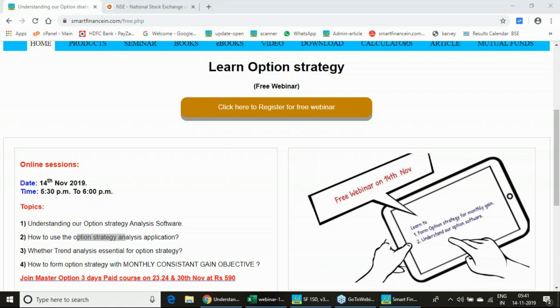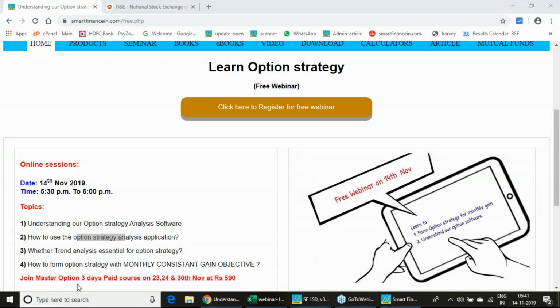The most important part of trend analysis is that it will help you identify the correct strike which you can choose for your strategy. Without trend analysis, you are not able to do that. So trend analysis is very, very important for your option strategy formation. Do not overrule it. You need to follow the trend analysis.